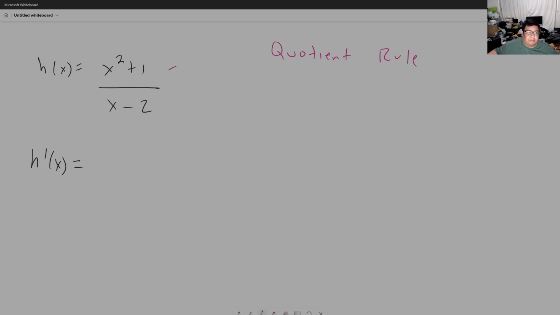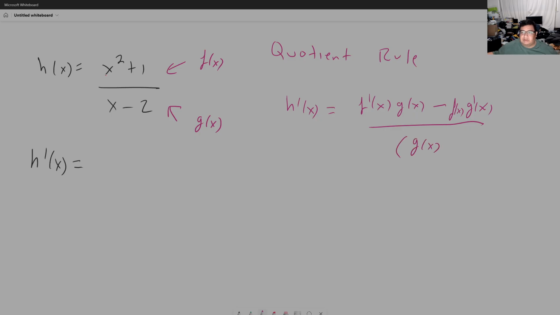So we're going to let the top part equal f of x, and then the bottom part we're going to leave as g of x. So then the derivative h prime of x is going to be equal to f prime of x times g of x, minus g prime of x multiplied by f of x, and then we're going to divide the whole thing by g of x, and then we're going to square it.